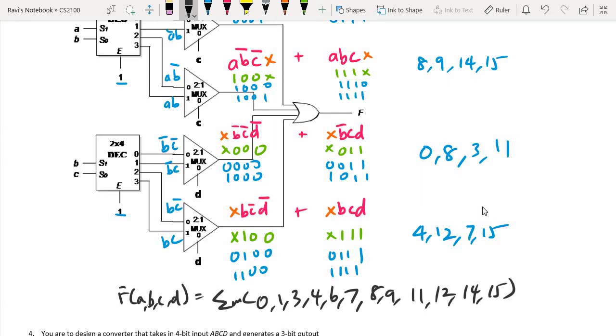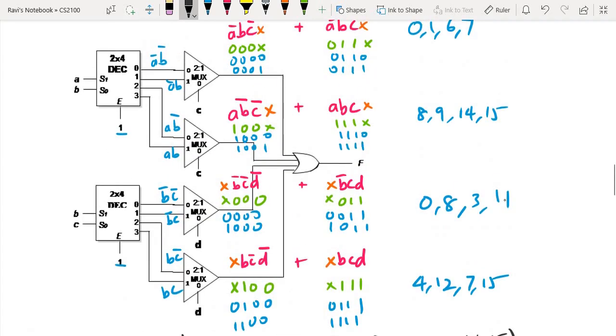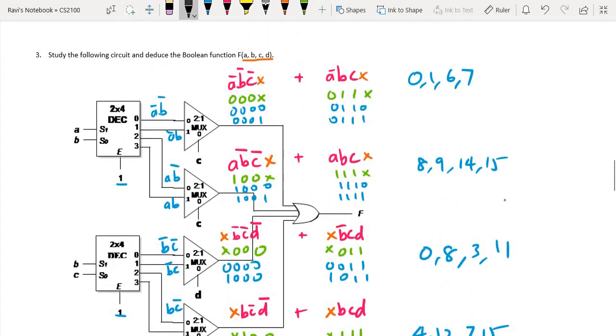Okay, so basically this question is trying to reinforce the way we understand decoders and multiplexers. As long as you understand that and you understand how to apply the don't care variables inside the expression, then you'll be able to solve this. Okay, so that is your question 3.